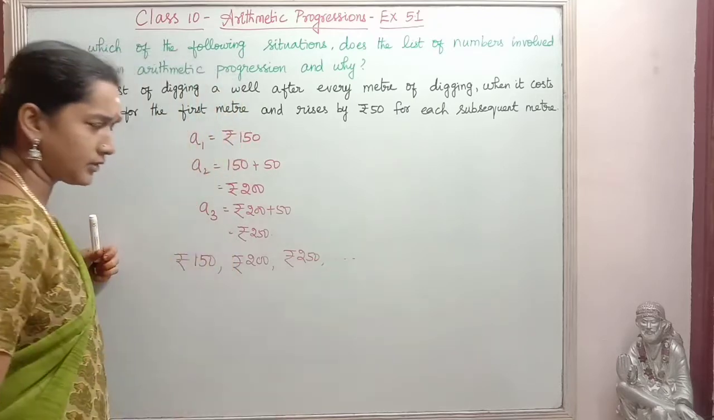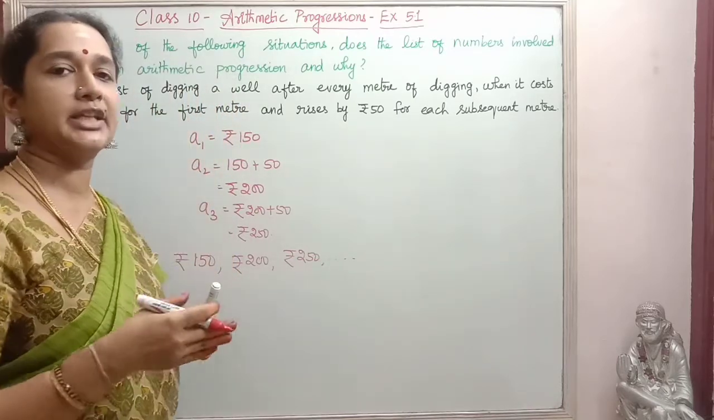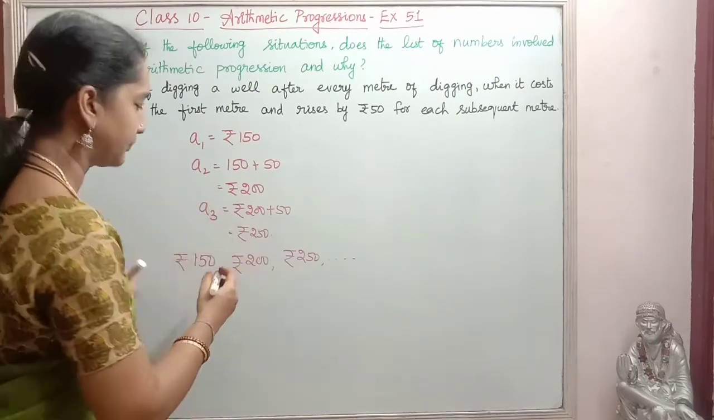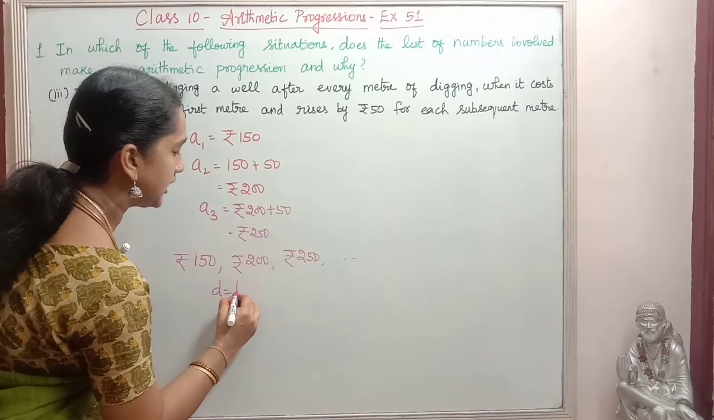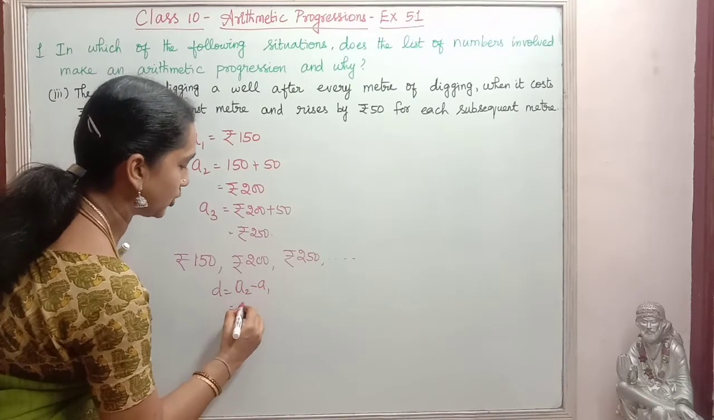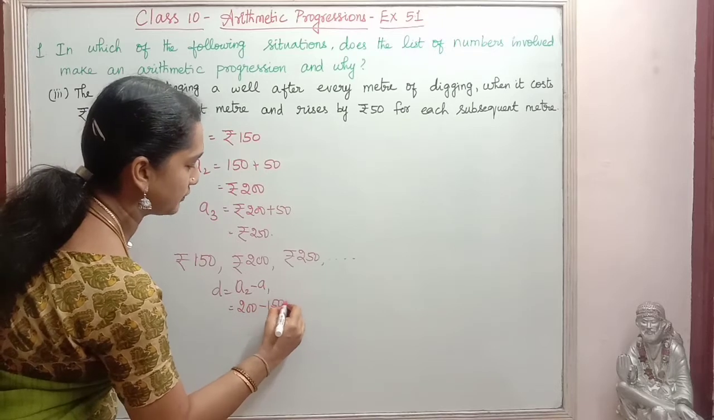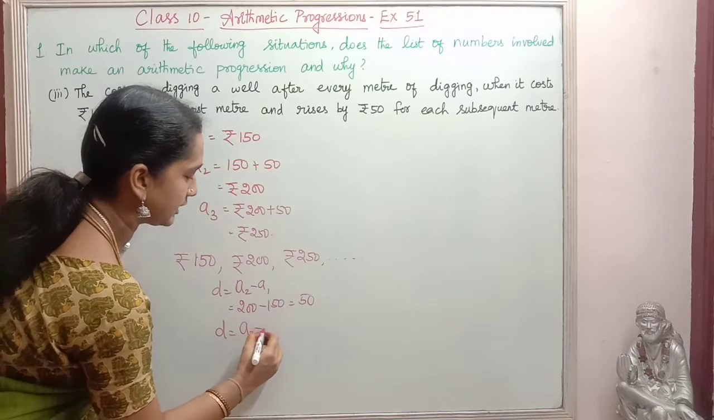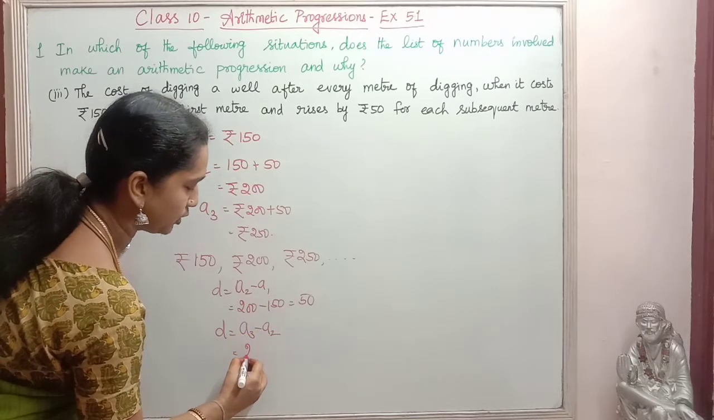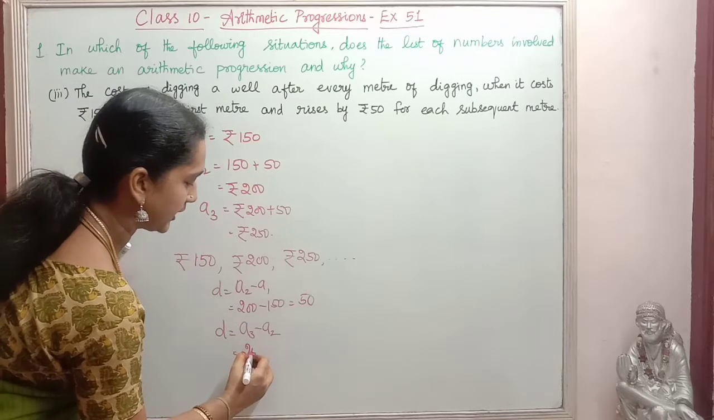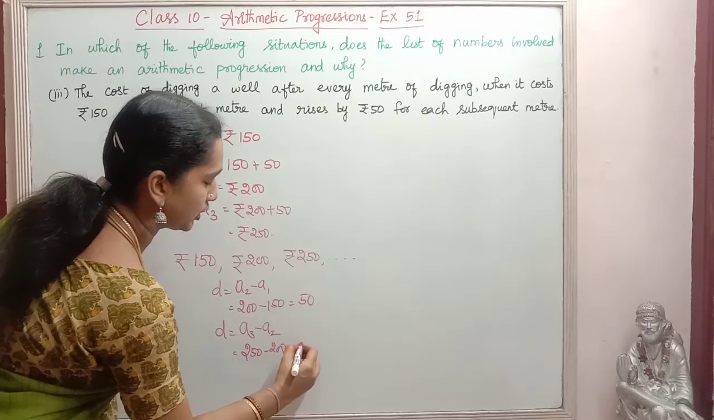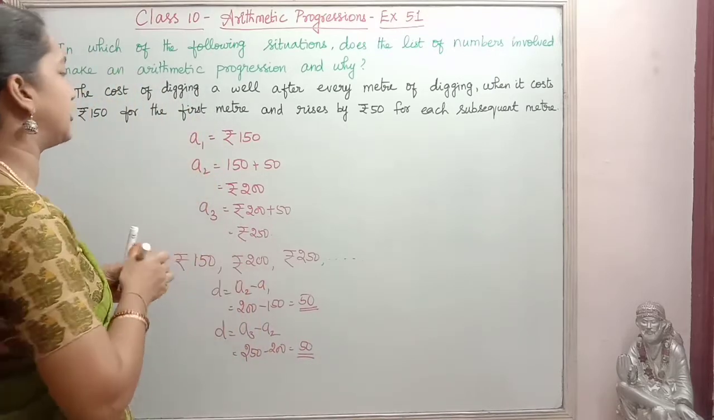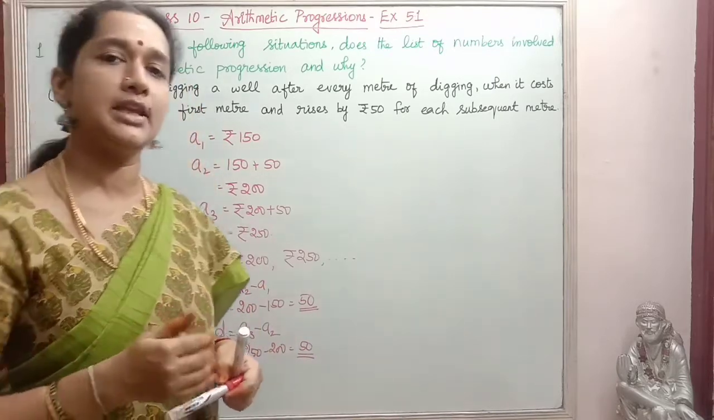Okay, how can we check whether the given numbers are in AP? The common difference between the terms should be the same. That is, D is equal to A2 minus A1. So A2 is here 200 minus 150. So we'll get the difference as 50 here. Same way for the next one, A3 minus A2 is equal to 250 minus 200, that is equal to 50. So since the differences are the same, we can say that the given information is in AP.